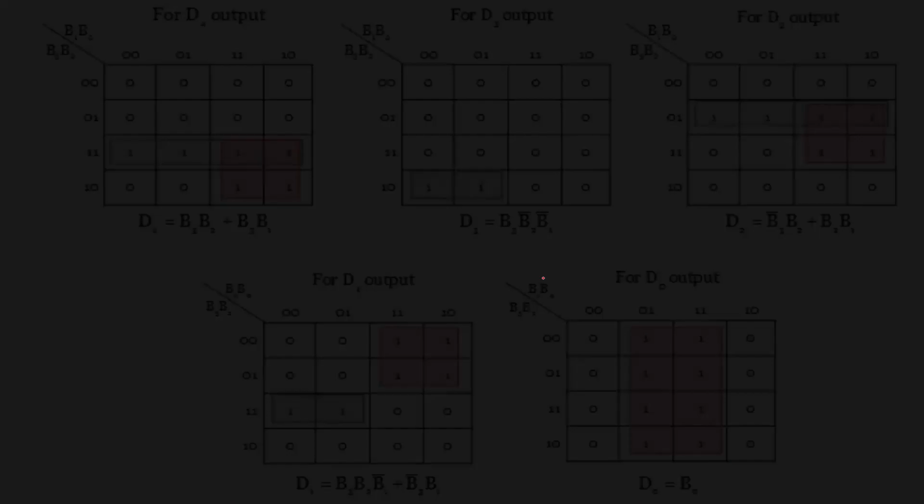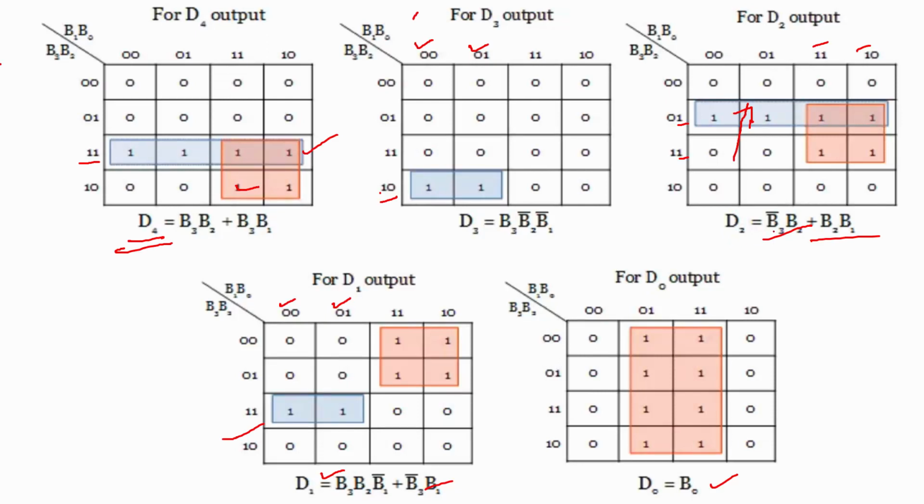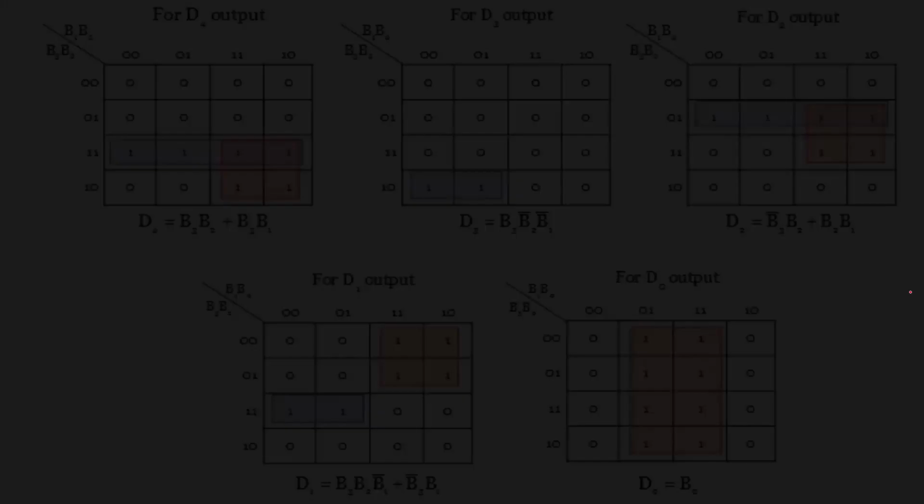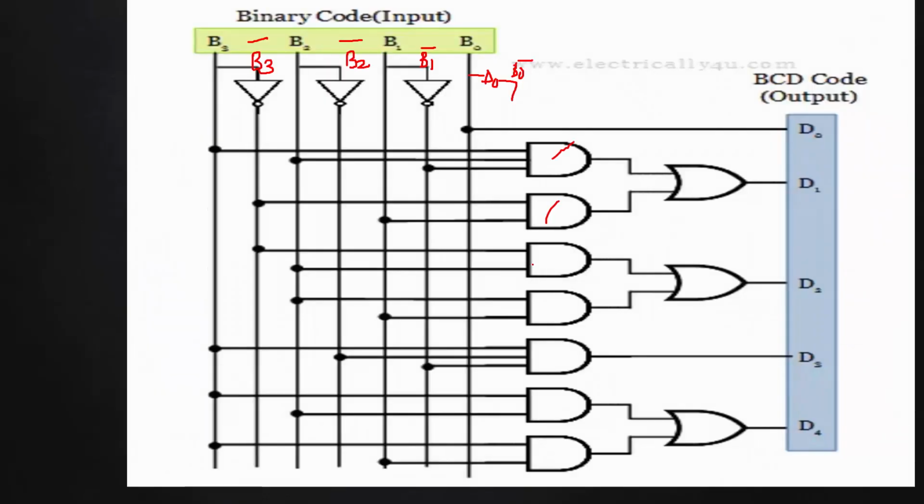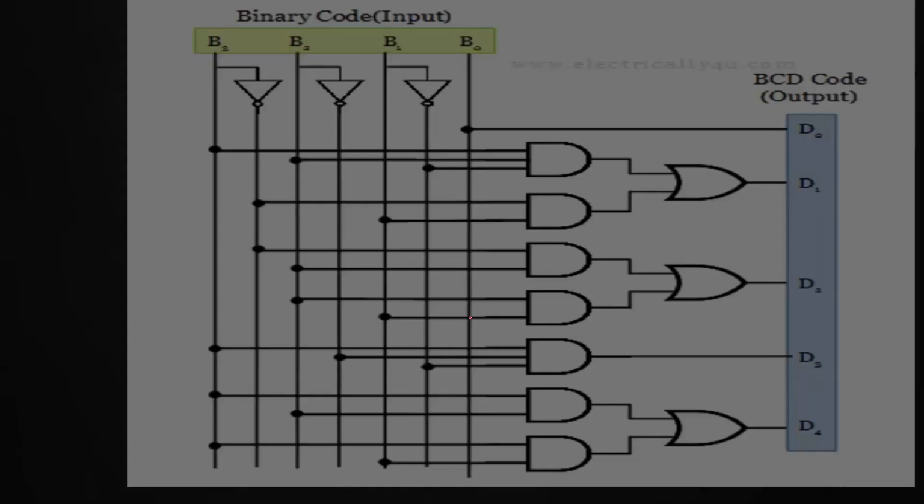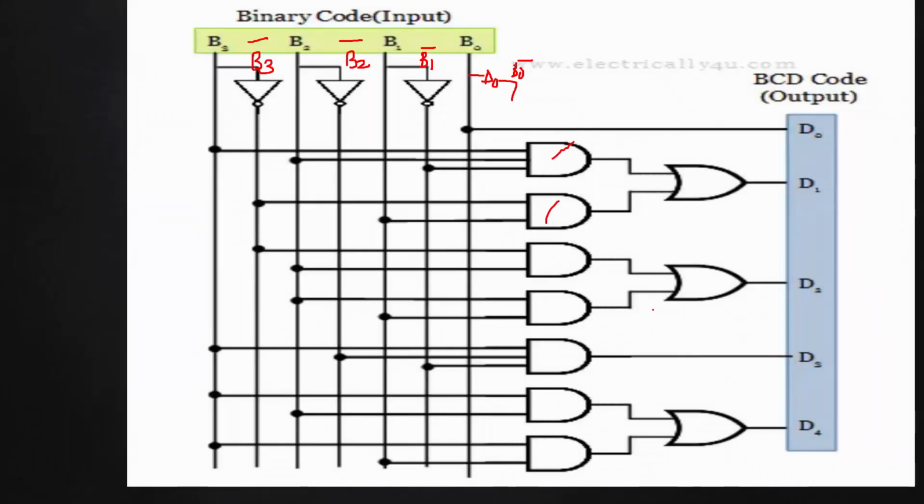Similarly for D2, this is B3 complement and B2 plus B2 B1. So take B3 complement and B2 as inputs to this AND gate. Again, B2 and B1 are taken as inputs to this AND gate. Its outputs are taken as inputs to one OR gate, and the output of this OR gate forms D2. Similarly we can finish D3, D4, etc. So this is the circuit corresponding to our code conversion, binary to BCD.